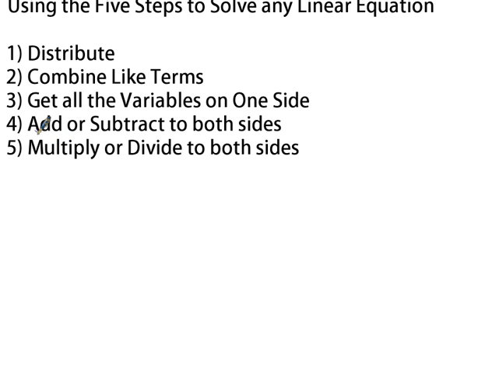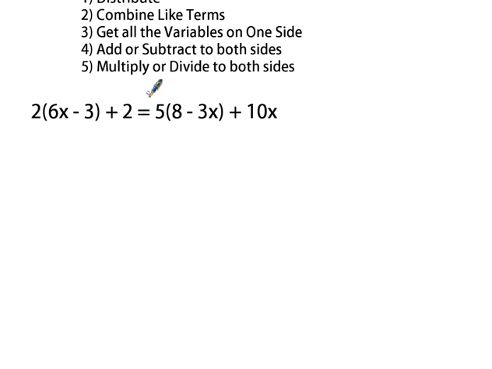These last 2 steps, adding or subtracting something to both sides, or multiplying or dividing something to both sides, these together basically make up a 2-step equation. There are some very rare ones where you switch step 4 and step 5, but not very many. Let's see how this works. Here are my 5 steps.